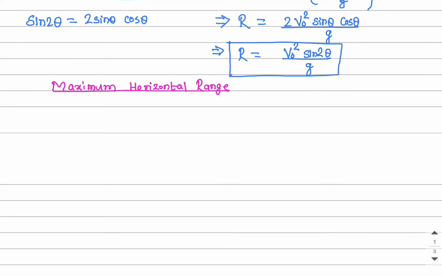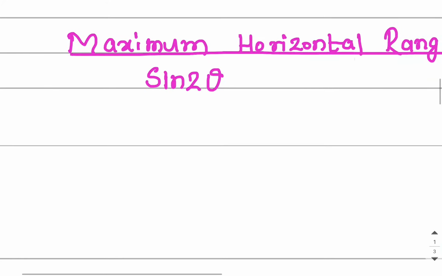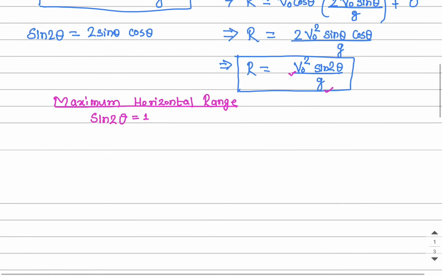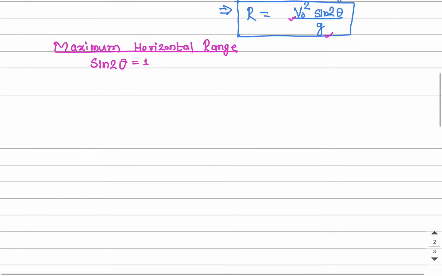If you look into this equation, v naught is constant, g is constant. So in order for r to be maximum, that is possible only when sine 2 theta is maximum. And the maximum value of sine 2 theta is exactly equal to 1. That's the maximum value.